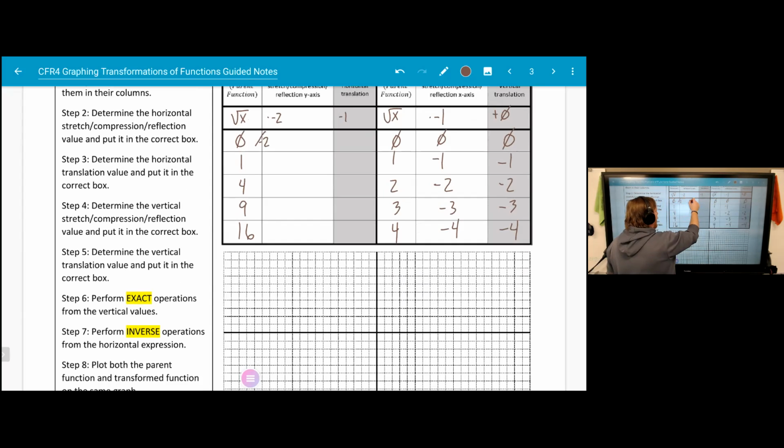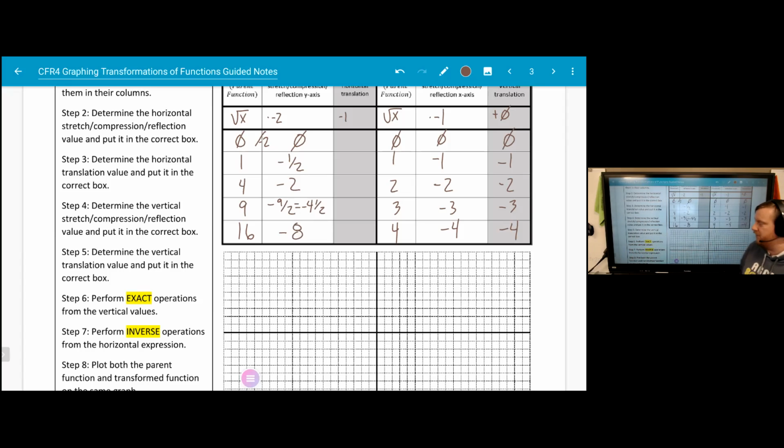What's 0 divided by -2? Well, 0 divided by anything is 0. 1 divided by -2 would be -1/2. 4 divided by -2 is -2. 9 divided by -2 is -9/2, or you can think about this as -4.5. And 16 divided by -2 is -8. Okay, so we've done the inverse operation. It said multiply by -2, so we divided because that's the inverse operation.